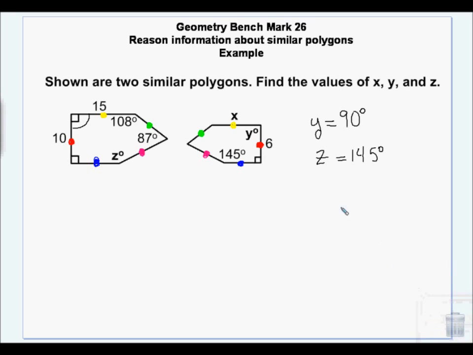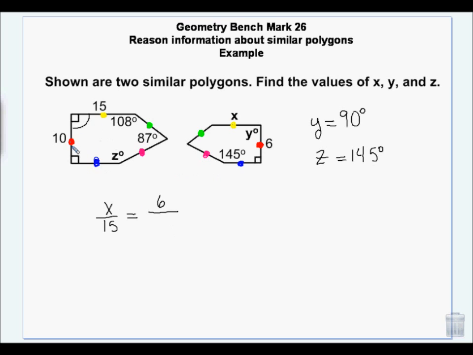As for the side lengths, yellow corresponds to yellow, not congruent, corresponds. So I'm going to say x over 15. Red corresponds to red. Now these have numbers. And I put x on top, so I also have to put 6 on top, because the numerator has to come from the same figure and the denominators have to come from the same figure, right? So if I did small figure on top, large figure on bottom, I have to keep doing small on top, large on bottom, or vice versa. So if I did x on top here, I do 6 on top here.